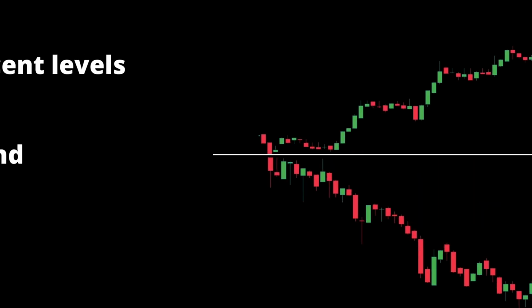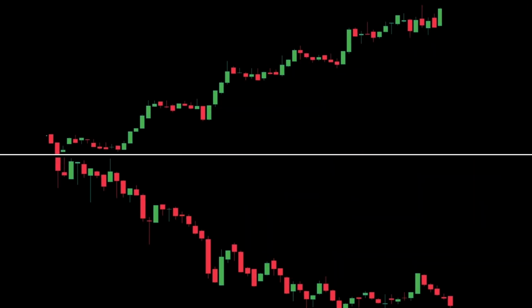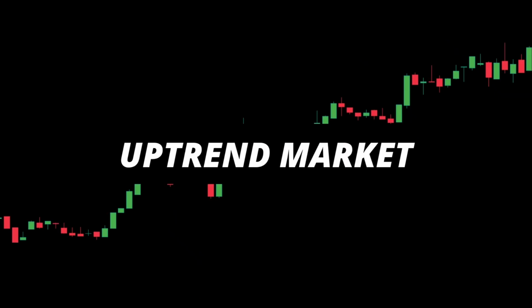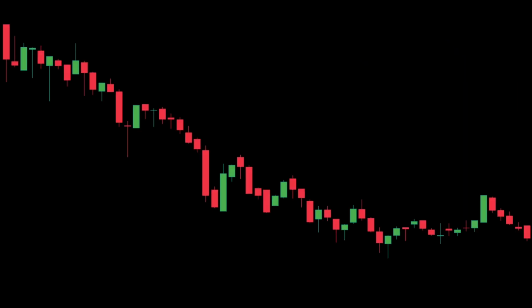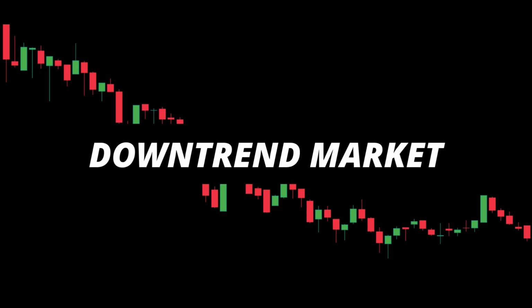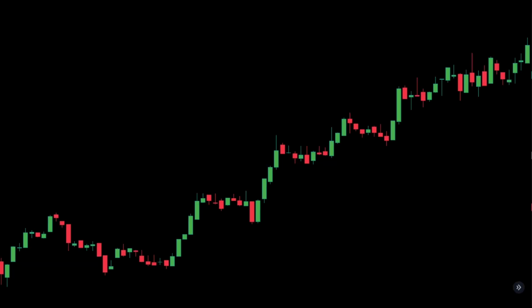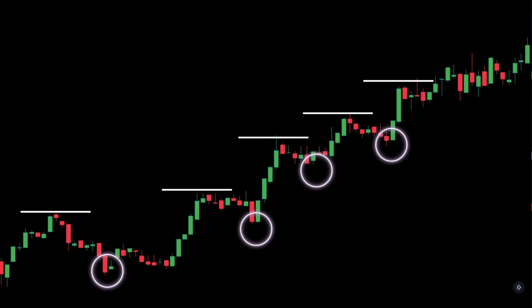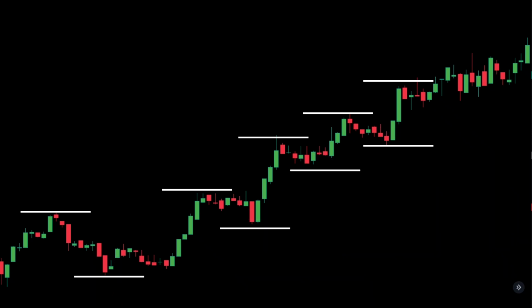How do we draw the support and resistance in such markets? That brings us to the second way of drawing support and resistance levels, which is by identifying the trend. As we all know, the price can trend in two ways. Either it can go up or go down. Whenever the price is consistently moving up, we say that we are in an uptrend market. And when the price is consistently going down, we say it is a downtrend market. In an uptrend market, we see price making higher highs and higher lows. The areas where the price is making higher highs are the resistance levels, and the areas where higher lows are made are the support levels.